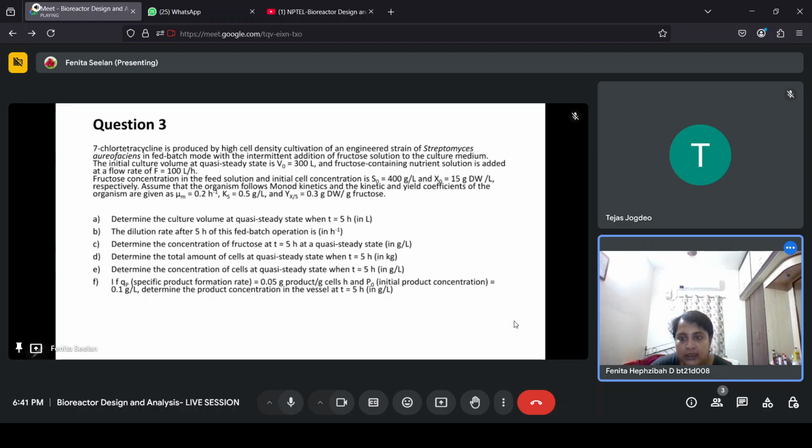And F, if qP, the specific product formation rate, is 0.05 gram product per gram of cells per hour, and P0 is the initial product concentration, given as 0.1 gram per liter, determine the product concentration in the reactor at time T equal to 5 hours in terms of gram per liter. Please read the question and first start writing the given values. We'll take 2 minutes and then start solving the problem.